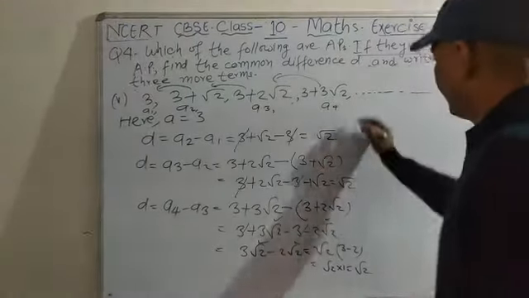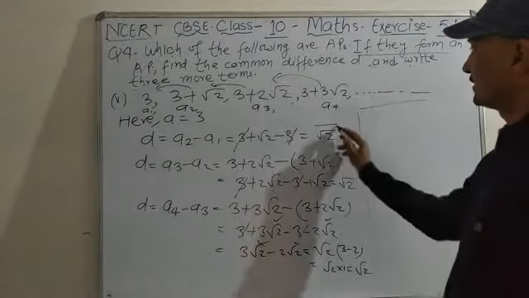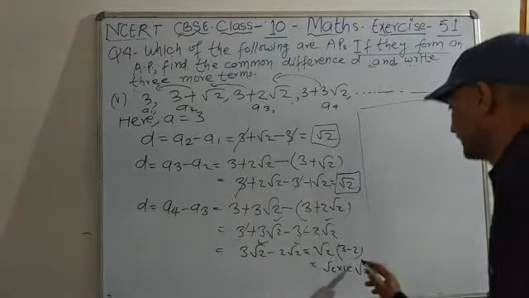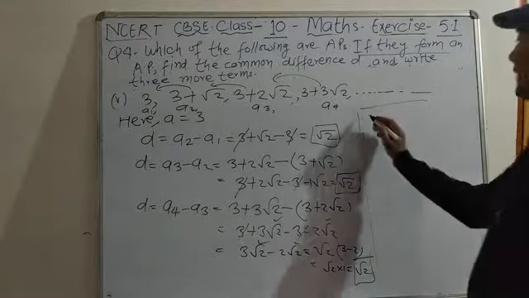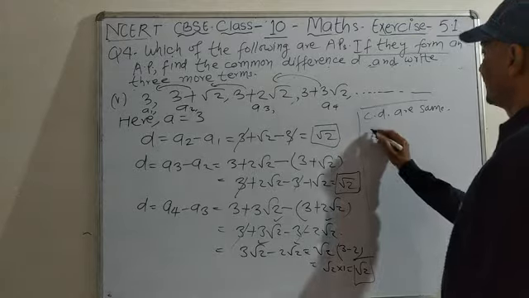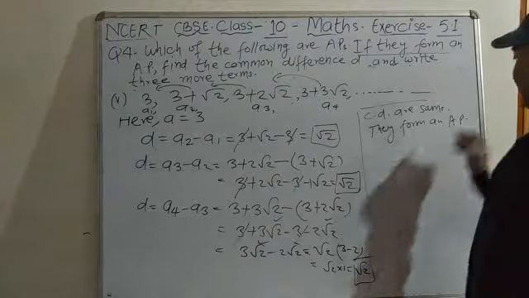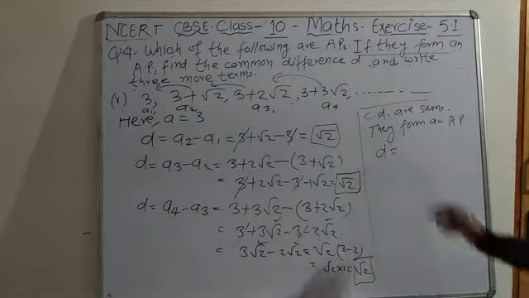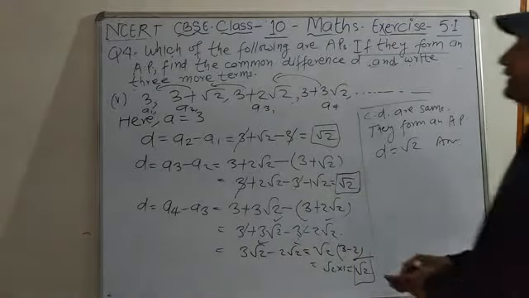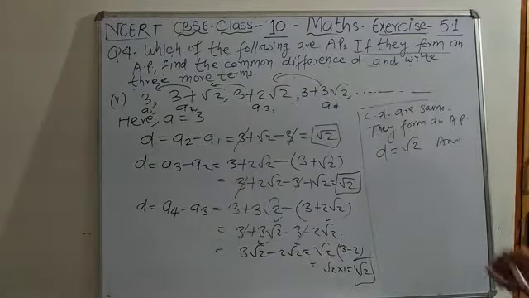So here all common differences are getting root 2. First is this D, second is this D, root 2, this also root 2. That means common differences are same. That means the numbers form AP. Then what is common difference? D is root 2. The first answer is this. Then if they form an AP, अगर ये AP है तो हम लोग को common difference निकालना है, that is answer. और निकालना है 3 more terms.